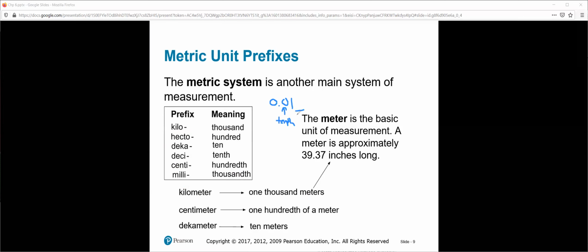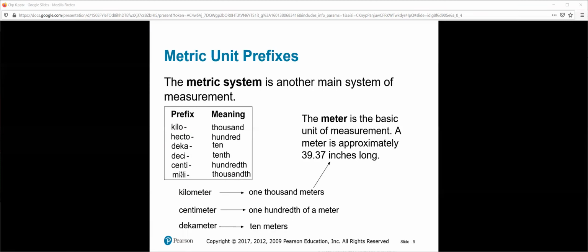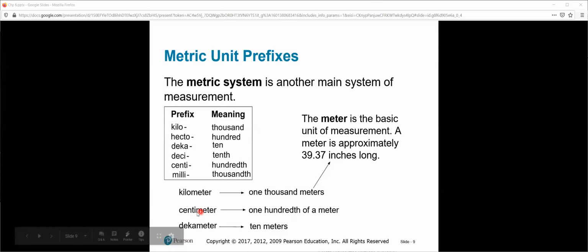And then 100th, 10th, 100th. Since we know centi means 100th, a centimeter is 100th of a meter. Decameter, deca is 10, deca is 10 meters. Deca is used more so in other parts of the world, not really used in America, but deca and deci are good things to know.